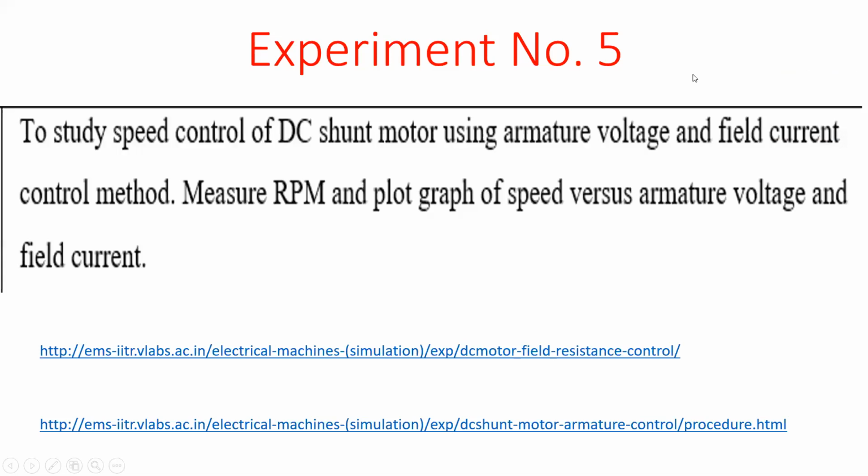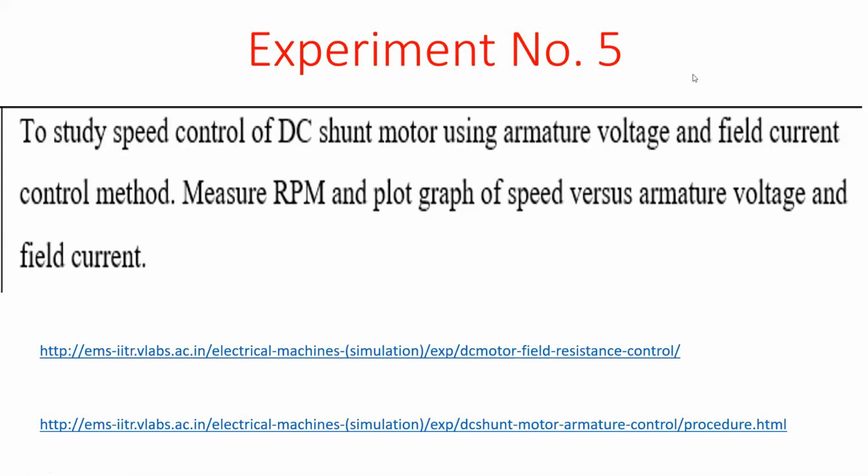Okay, so today we'll start with our fifth practical, which is to study speed control of DC shunt motor using armature voltage and field current control method. There are two methods of controlling speed of DC shunt motor. One is armature voltage and second is field current. So both these methods you have to use.